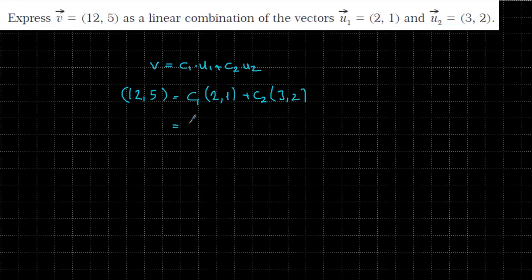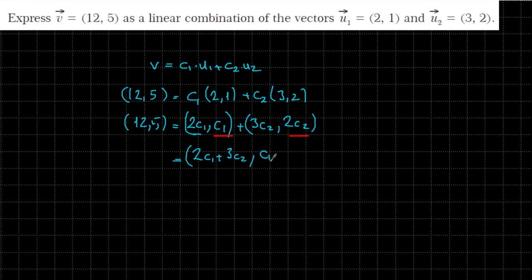So by multiplying by scalar, it means 2 times c1 and c1 times 1, then plus 3 times c2 and 2 times c2 it has to be here, and this is equal to 12 and 5. Here we are going to get 2c1 plus 3c2, and then here c1 plus 2c2 it's going to be. Okay, then they are equal to 12 and 5.